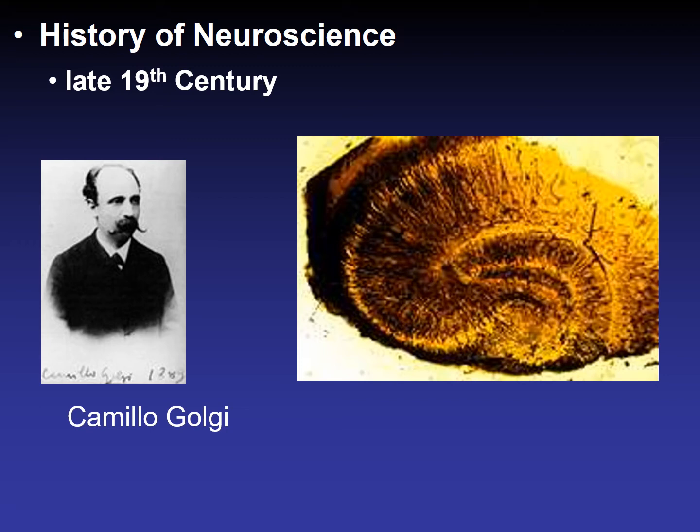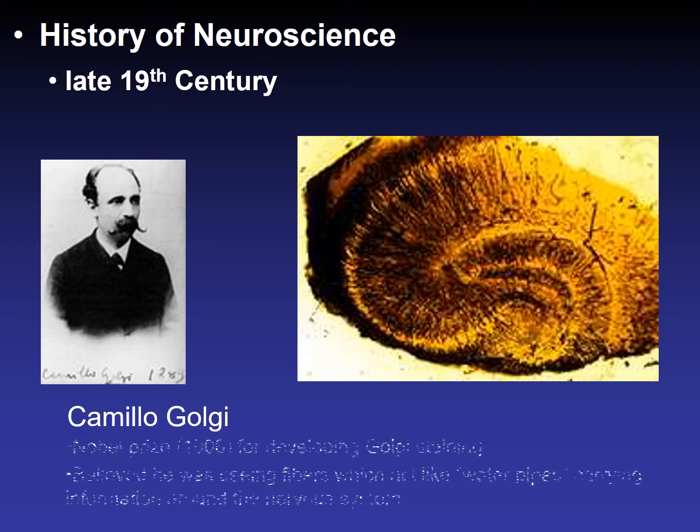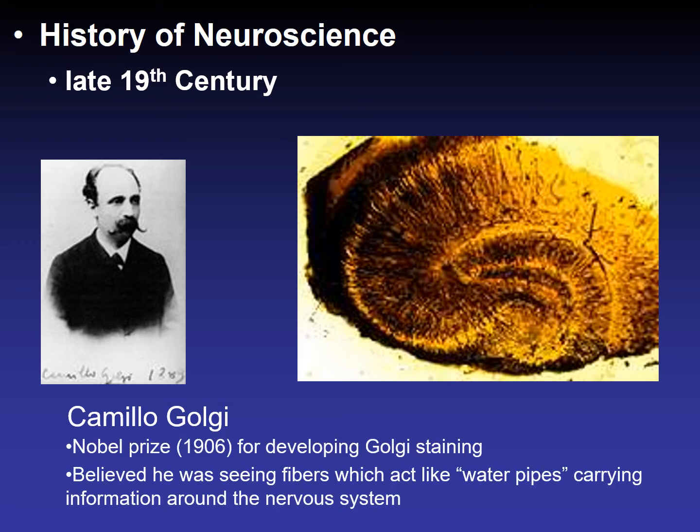What Golgi needed was a way of staining a single neuron so that it would stand out from the background of all the other neurons, so that this neuron with all its arms, its processes, tangled up with a bunch of other neurons, would still stand out because of the stain that had been absorbed by that cell. So he set about developing a stain, and sure enough, he succeeded. And for this stain, he won the Nobel Prize in 1906.